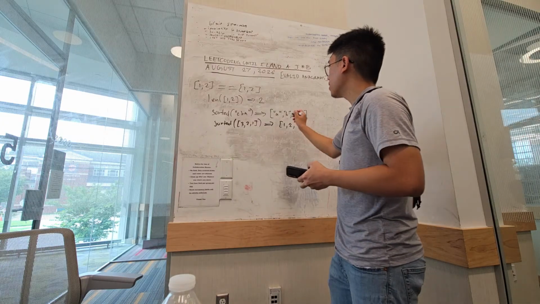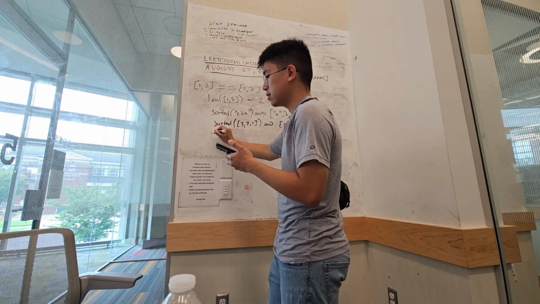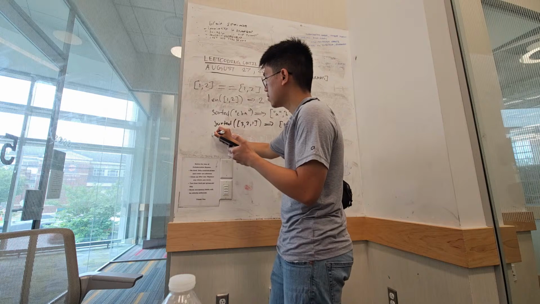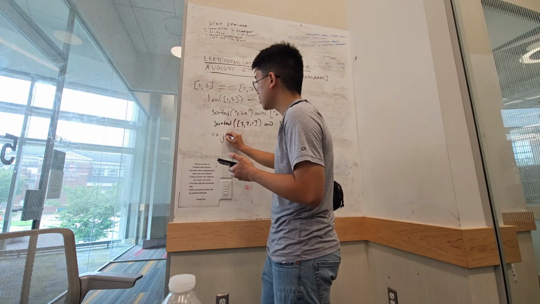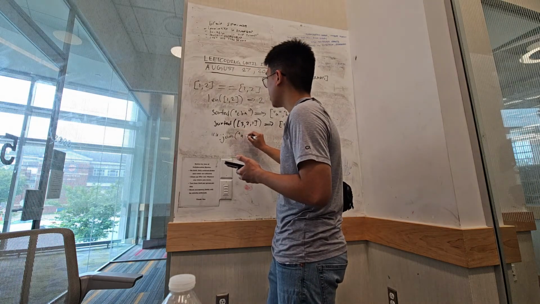Okay, and then we can have something like this. Let's see. This empty string dot join. Let's say like a.